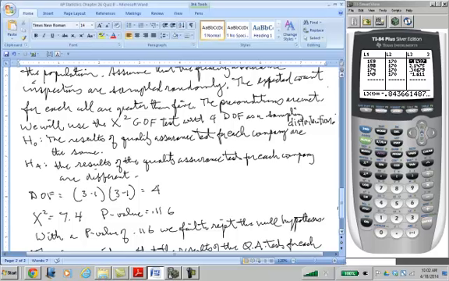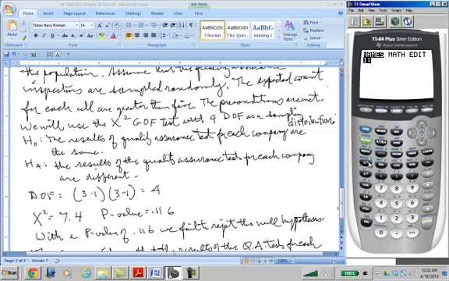And then once you're done here, you're going to get out. Let's clear the screen, get all that stuff off of there. Okay, then we'll do stat tests, and we're going to arrow down to chi-square test. Enter. Observed is A. Expected is B. Okay, enter, enter, and then calculate. Okay. Now, the chi-square statistic.